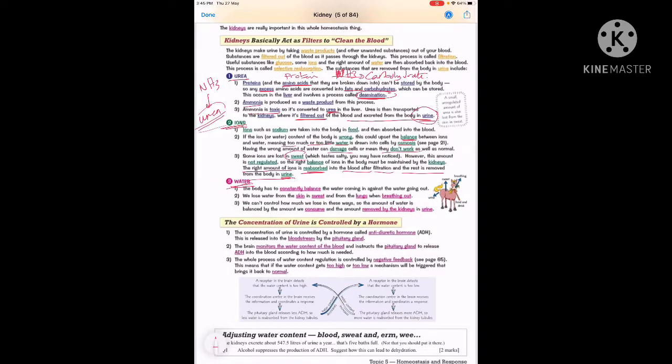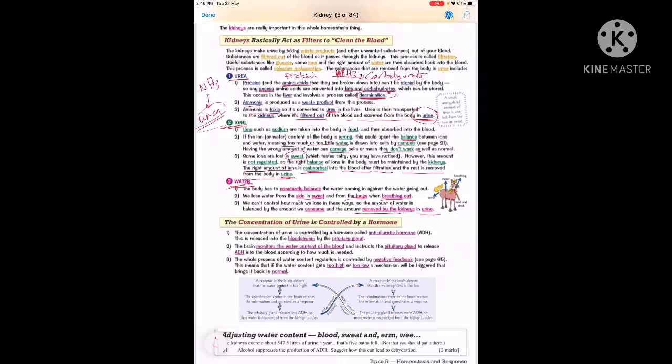Finally, the water, as I mentioned, there is also a balance. Some of the water is lost by sweat and from the lungs when we're breathing out, but the right amount of water will be reabsorbed again from the kidney to the blood, and whatever needs to be excreted out of the body will be removed in the urine. I already explained that on the diagram, which was much more comprehensive.